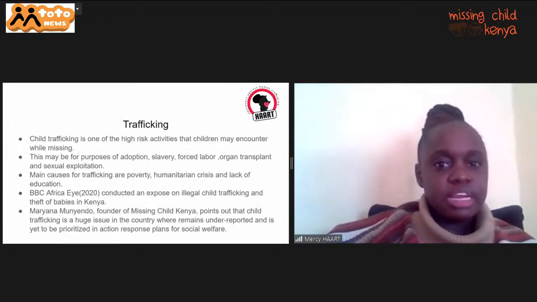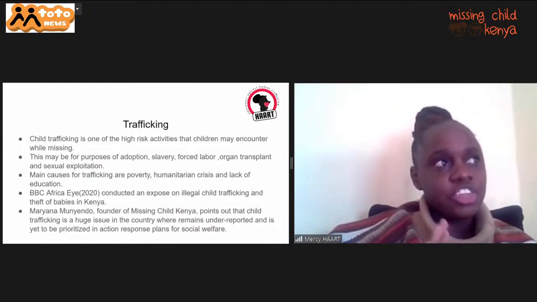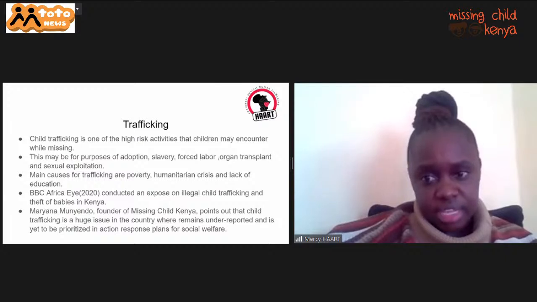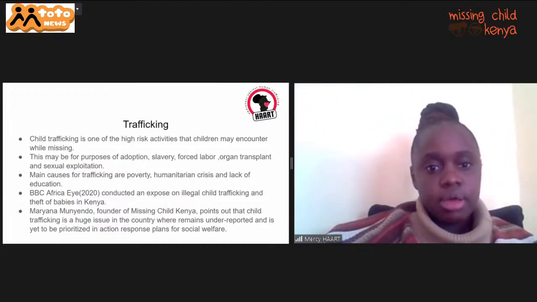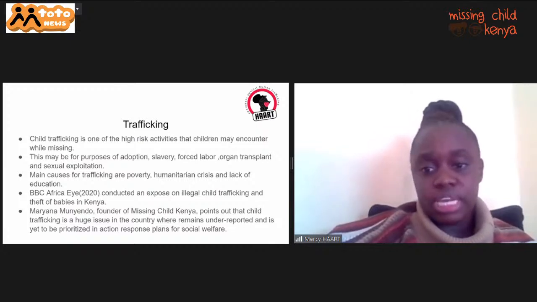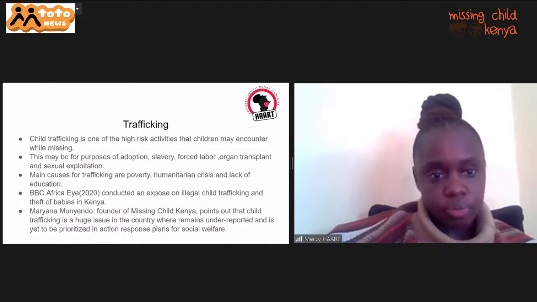And then there is an effect when children are institutionalized for long, because they have developmental challenges. The second issue is trafficking. Child trafficking is another high-risk activity that children encounter while missing. As I had mentioned earlier, because these children are unprotected, they are predisposed to traffickers, who will take them for various purposes: adoption, slavery, forced labor, organ transplant trade, and sexual exploitation.